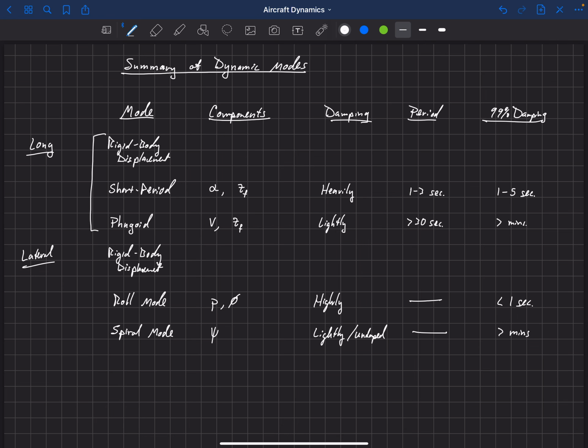Or if it's divergent, then we'd be looking at the doubling time, and the longer is better for the doubling time. The shorter that doubling time is, the more dangerous that mode can become. So anyway, usually this mode is not of a whole lot of concern. Usually these are just lightly damped or slightly undamped, and it's not really much of a concern for the pilot.